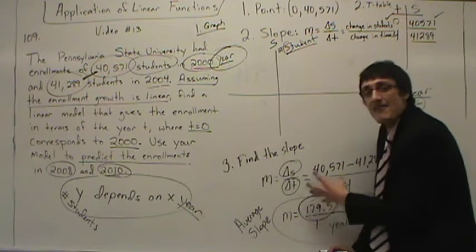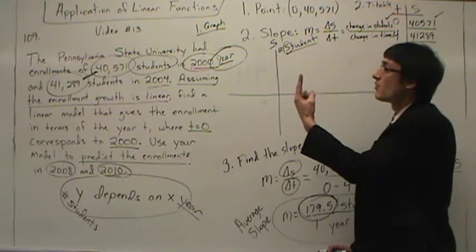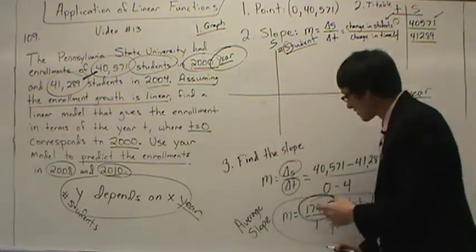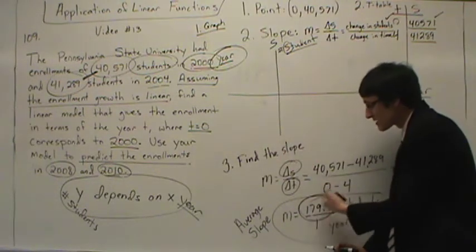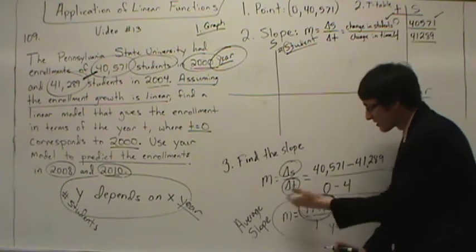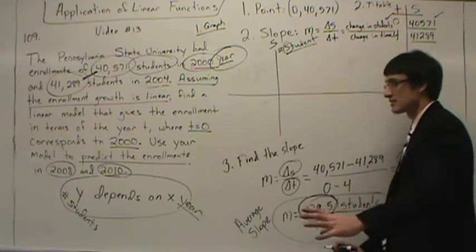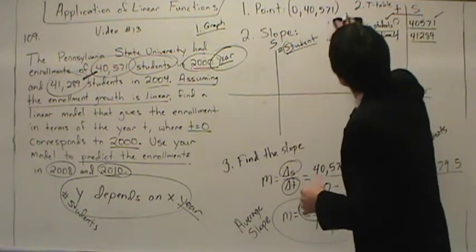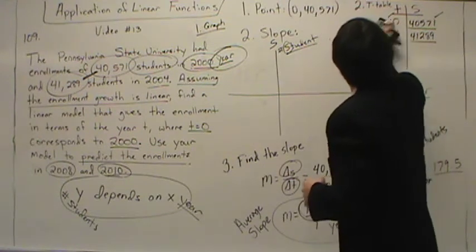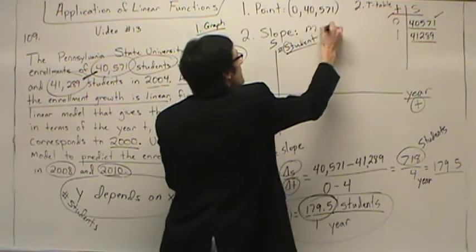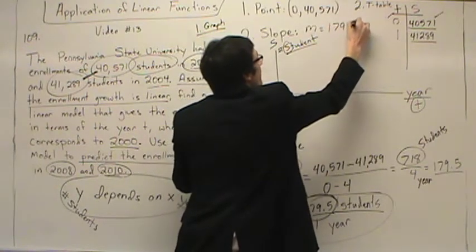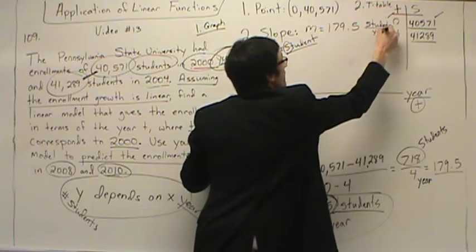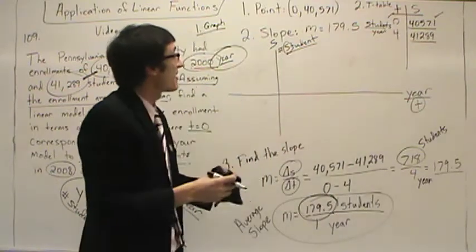But this is what we call the average. Even if it shot up in 2001, then dropped a little bit in 2002, and then shot up a whole lot more in 2003, the average amount that the enrollments went up was 179.5 students per year. So the enrollments went up on average this much. This is the trend. Now, we're going to say that the slope is 179.5, and write your units, students per year.